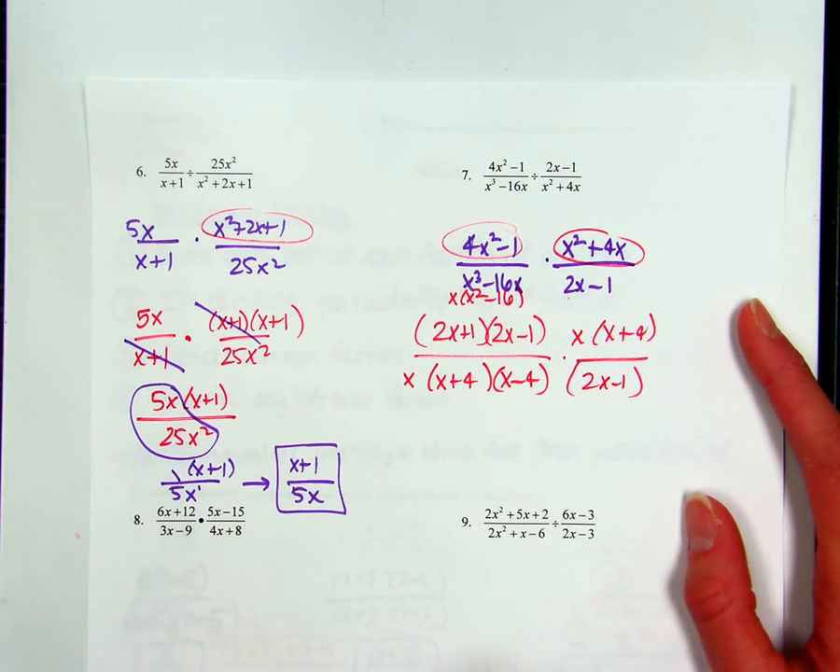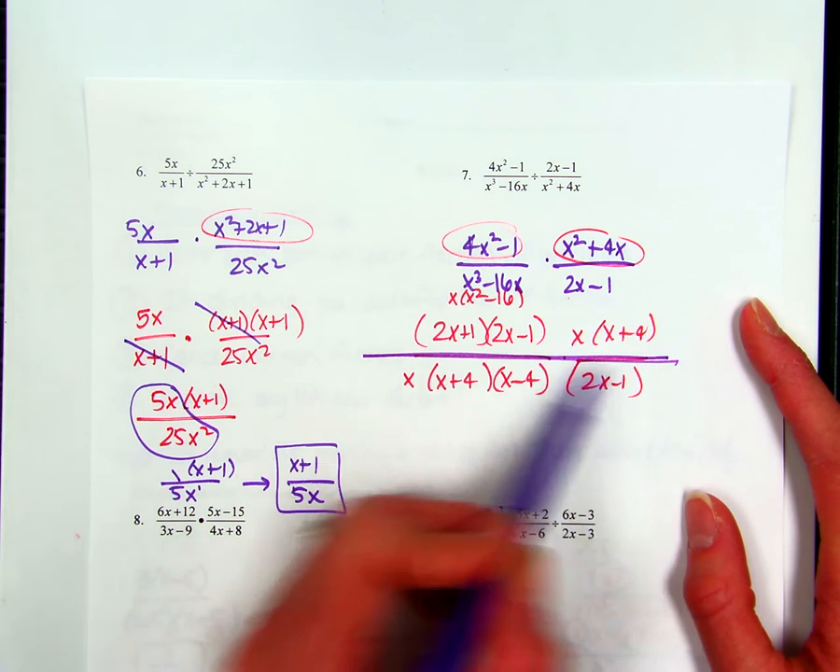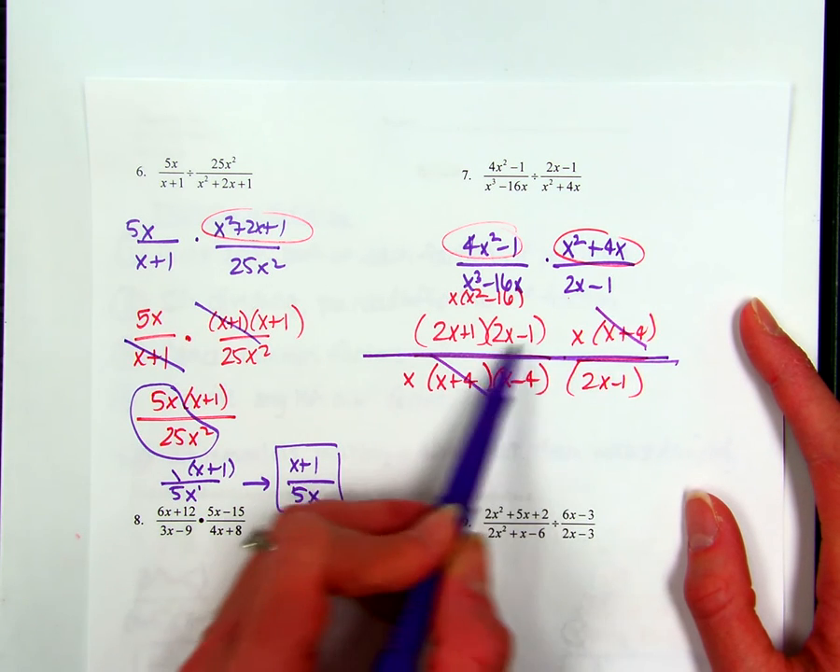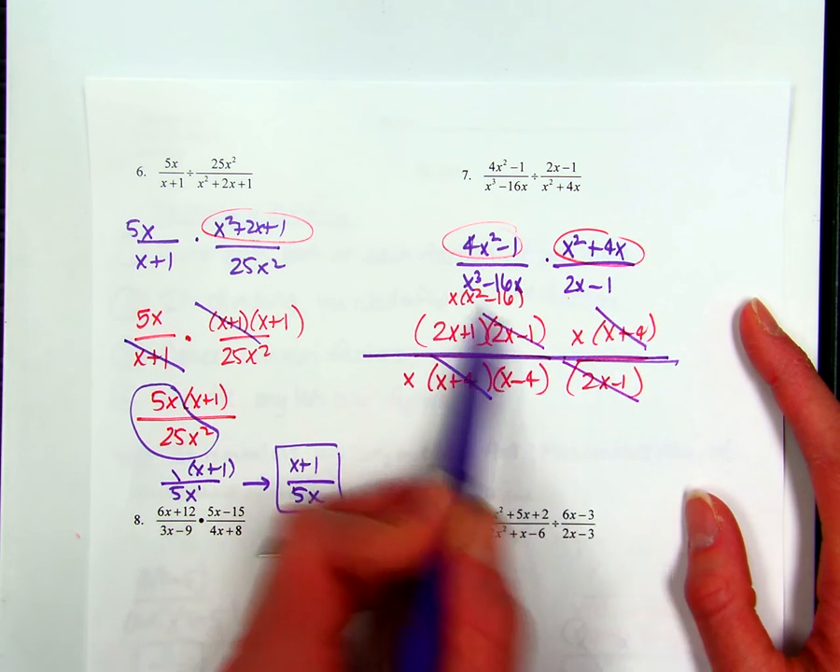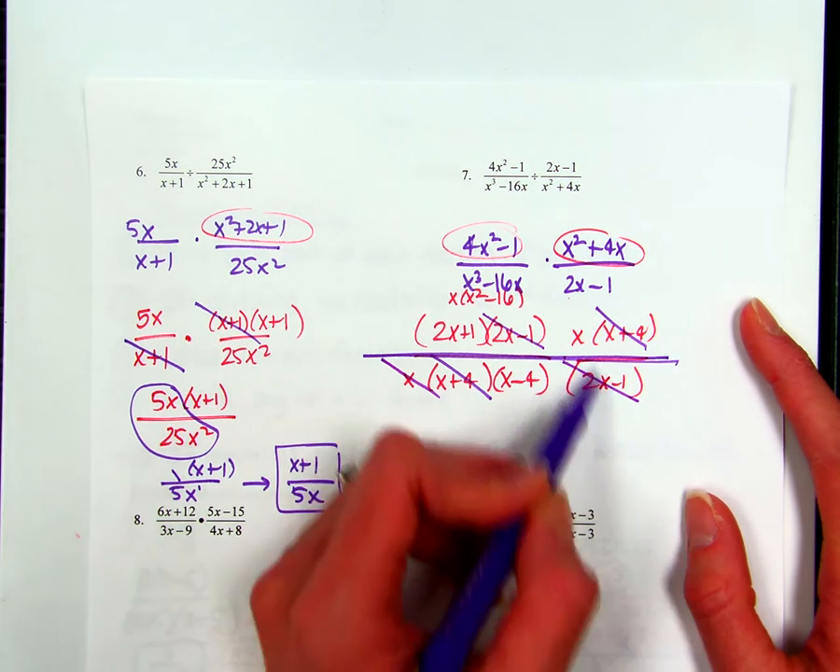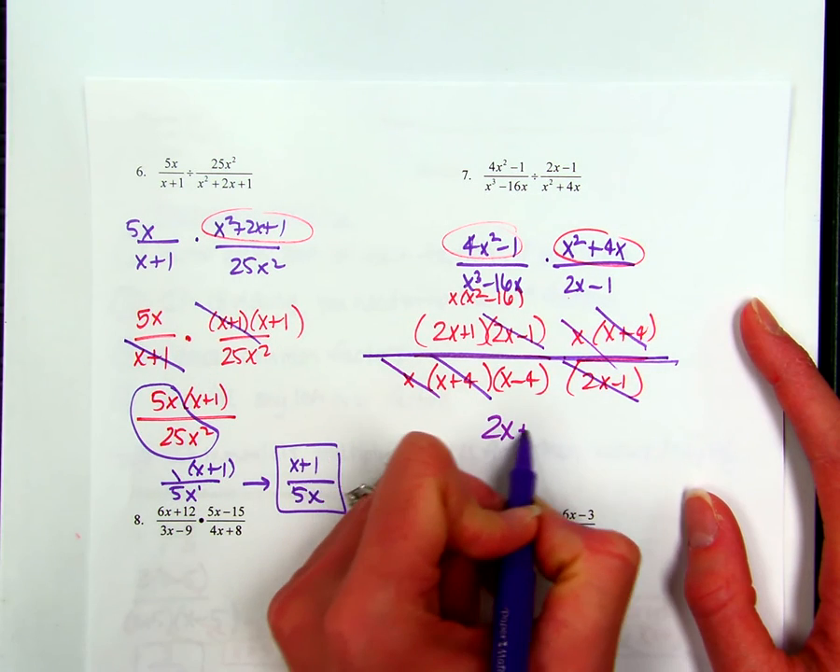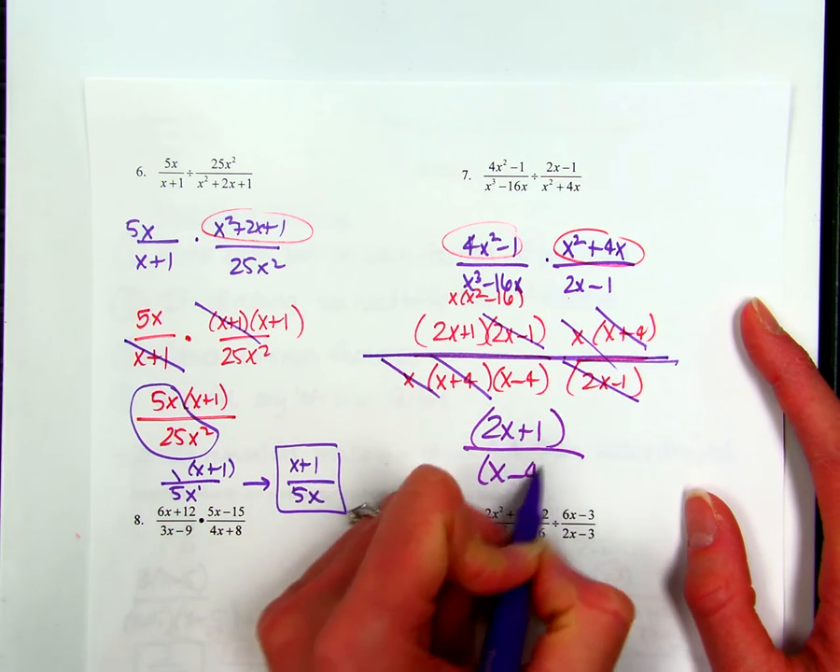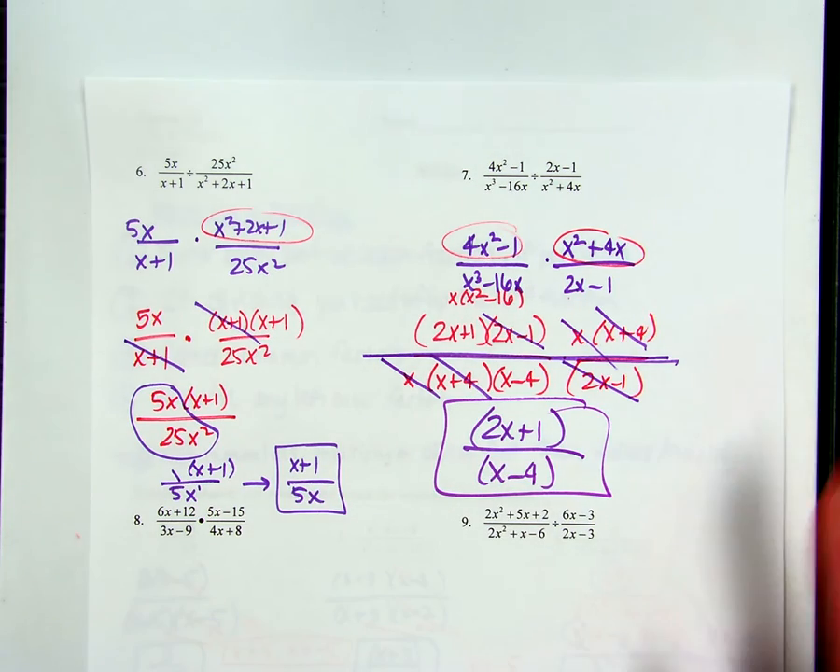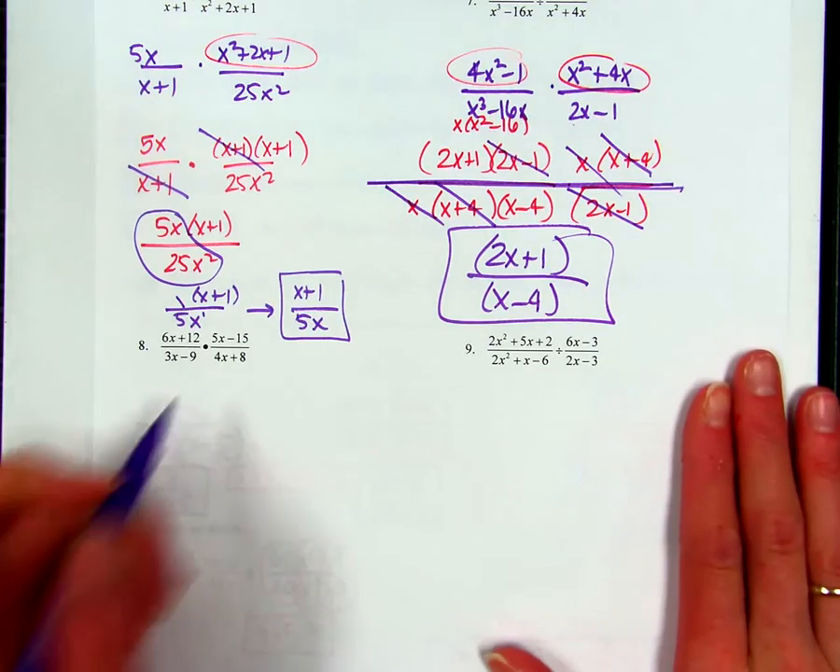All right, anywhere on the top, look for any common factors. Anywhere on the bottom, top and bottom, those can cancel out, even just the x's. So we're left with 2x plus 1 over x minus 4. Then you're all done. All right, last 2 problems.